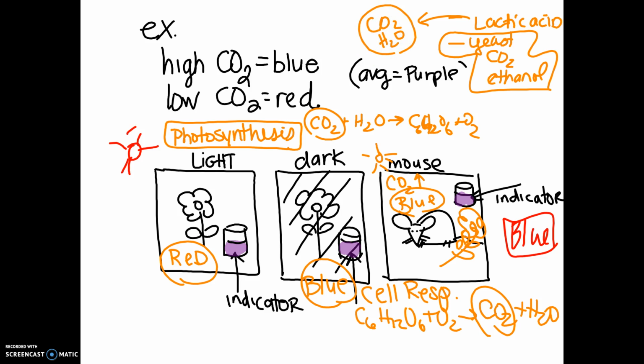Yeast and most bacteria, they don't usually use oxygen. Fermentation is a natural pathway for a lot of them. They don't have the ability to use oxygen, so they always make carbon dioxide and ethanol as their products.